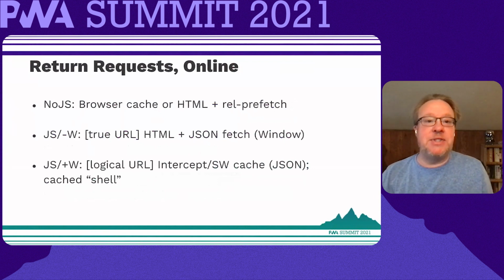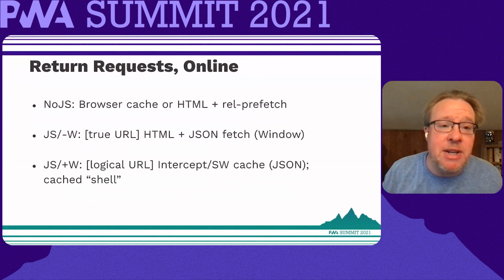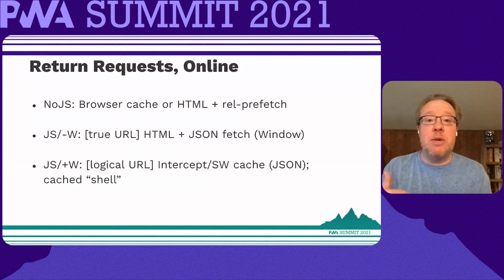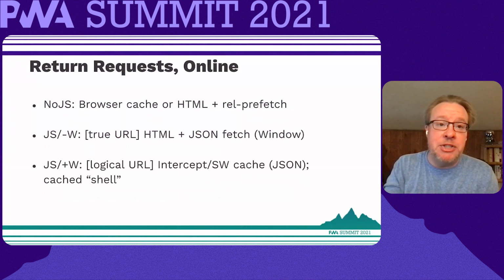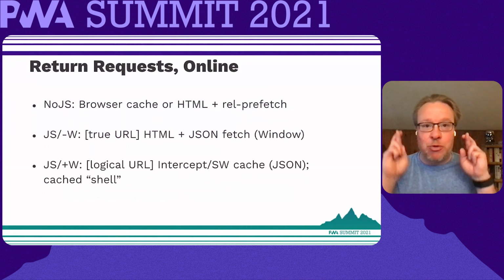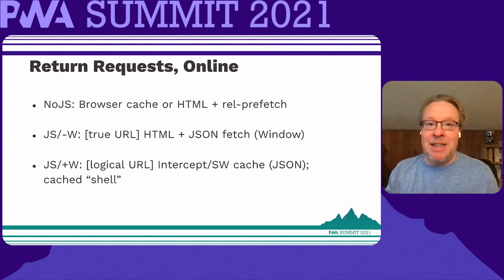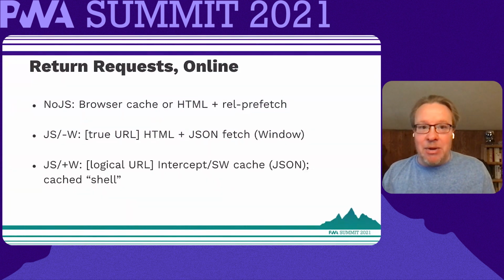But our return requests, these are ones where it's not a subsequent request, but days or weeks or maybe even just hours pass, and we look at what happens when someone returns to either the middle of an intervention they were working in or working in the app in general. So in a no JavaScript case, again, we're just crossing our fingers, caching that request in the browser's cache and using rel=prefetch. With our JSON without a service worker, we're, again, hitting that true URL.